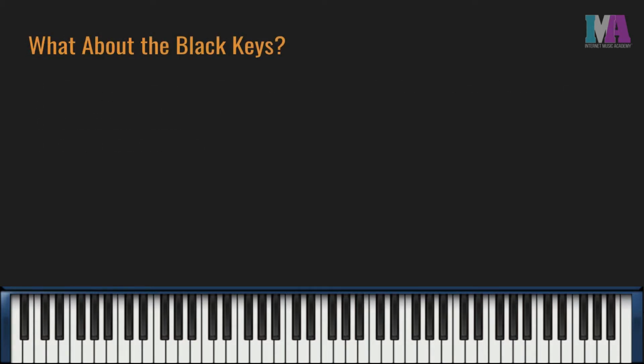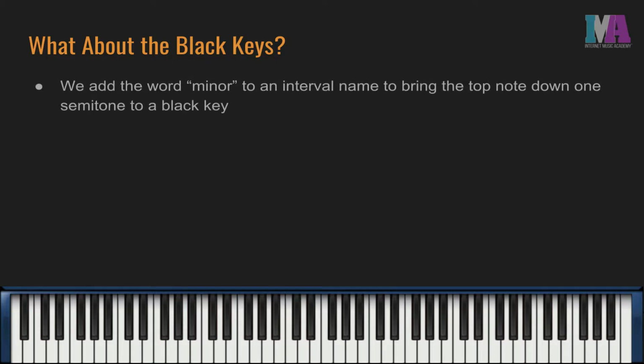But what about the black keys? How would you name those? Well, similar to adding sharps and flats to our note names like we talked about in Lesson 1, we can also add something to the interval names to account for the fact that there are actually 12 semitones, but only 7 names of these intervals. When naming intervals in our C major scale, we can add the word minor to an interval name to bring it down 1 half step or semitone to a black key.